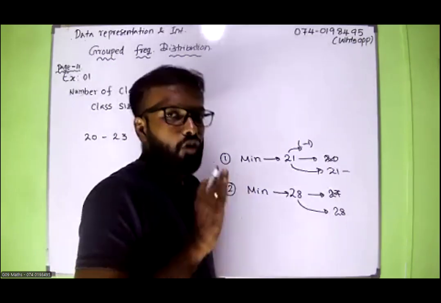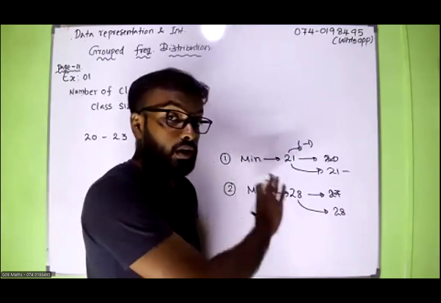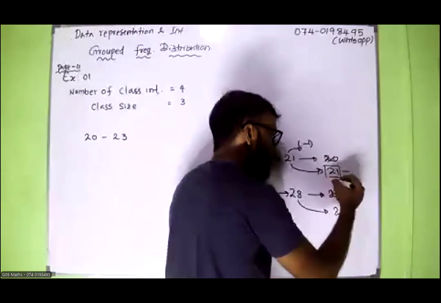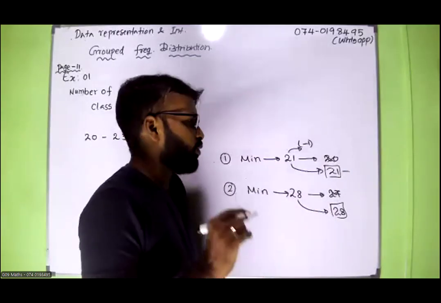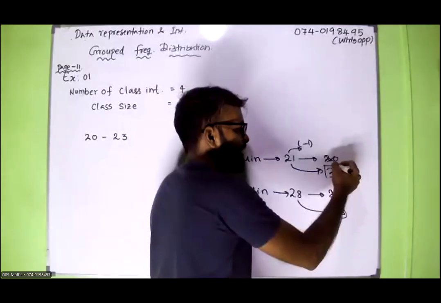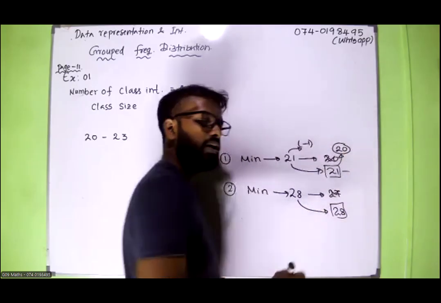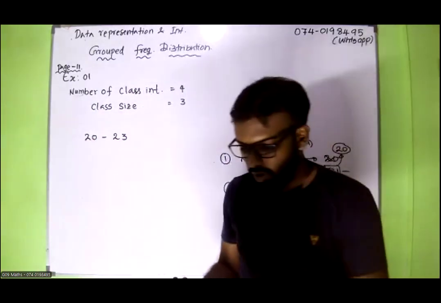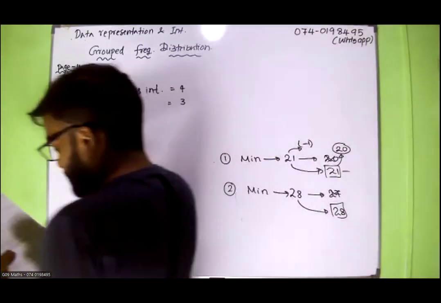Don't think too much about that. You can start writing down the class intervals from 21 as well, 28 as well. And if you want, you can do the minus one thing as well, starting from 20. If you want, doesn't matter. Okay, so this is our example.